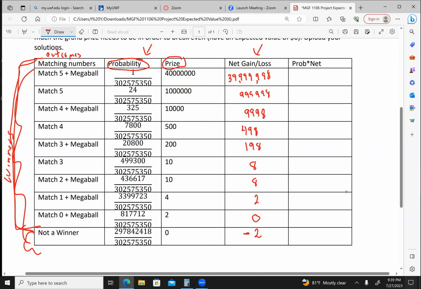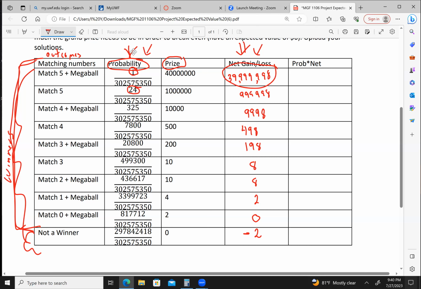So we take the probability of our outcome, that's this row column there, and we multiply it by our net gain and loss. And now you'll notice these fractions are all over the same number, which is the 302,575,350. So for the time being, we can just ignore that. And so what we're going to do is basically take the numerator of all these probabilities and multiply it by this column.